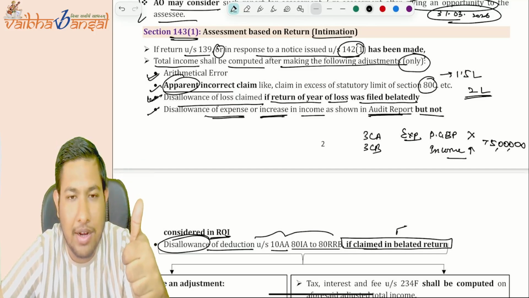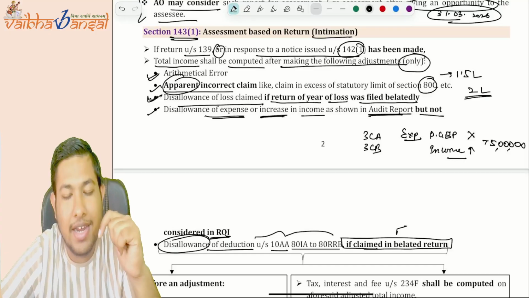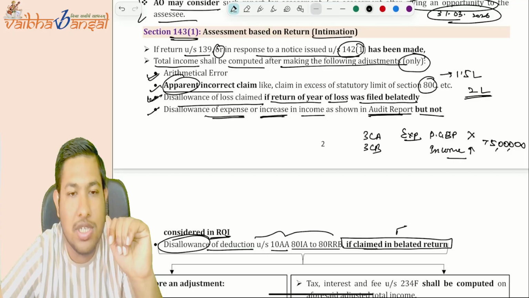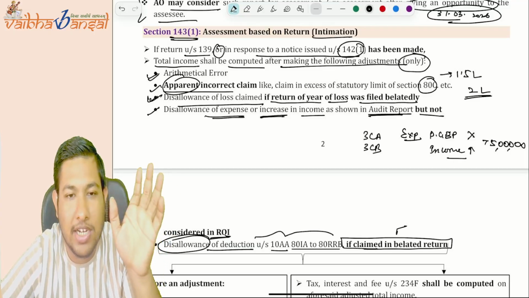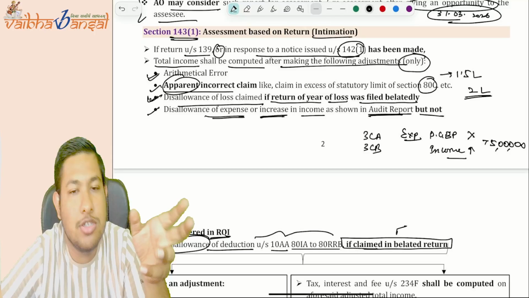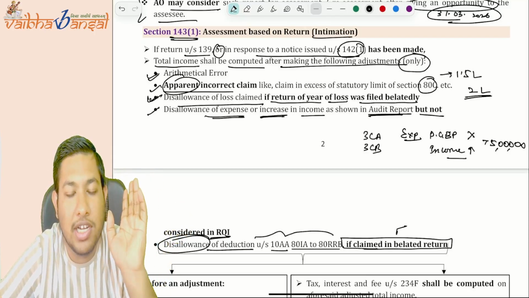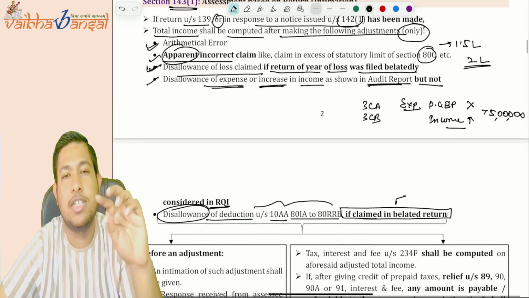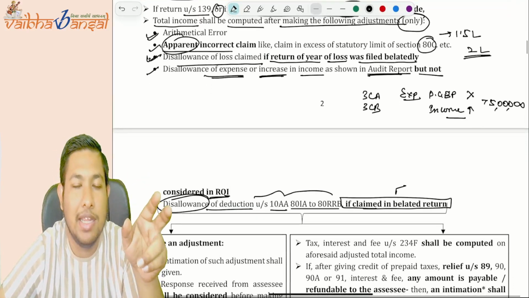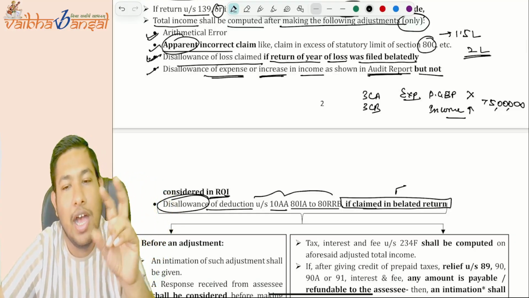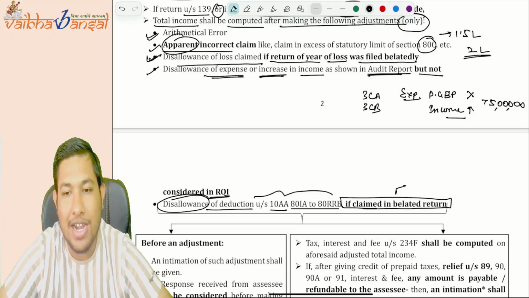Okay, the apparent arithmetical error, apparent incorrect claims, disallowance of losses if the return is filed belatedly, disallowance of expenses and increase in income in case of a mismatch between the audit report and the return filed, or disallowance of deduction under section 10AA, or the profit-linked deductions 80IA to 80RRB if the return is filed belatedly.